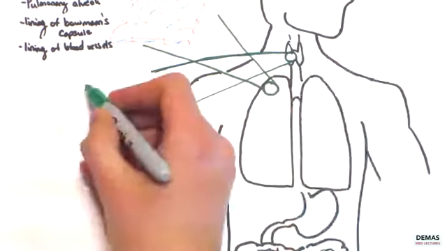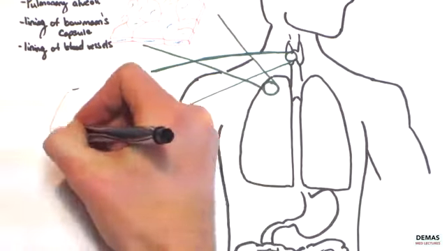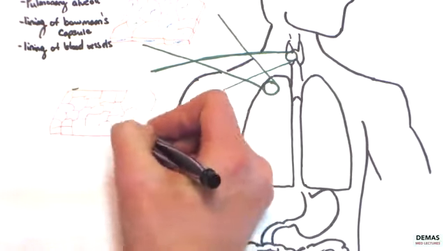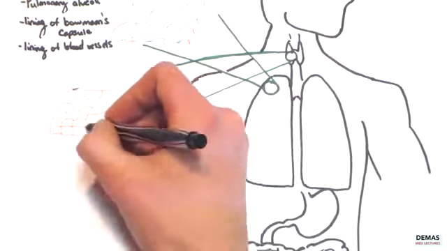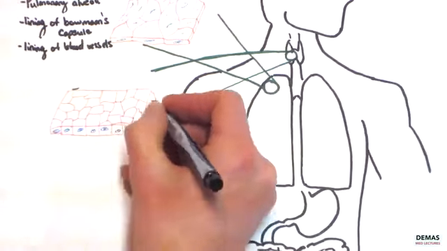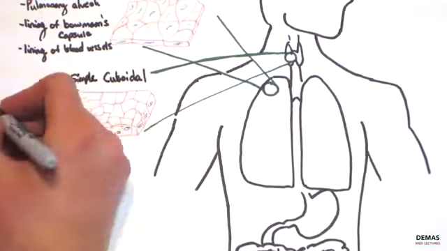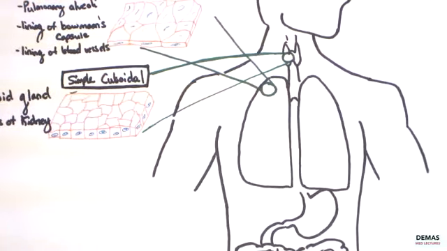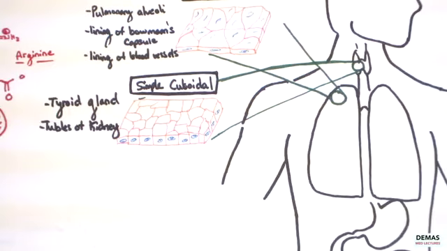Now we're going to zoom in on the thyroid here, and a slightly thicker epithelium, however it's still one cell layer thick, is called simple cuboidal. And this is found typically in the thyroid gland as well as the tubules of the kidney. And you'll be learning about these more as you continue with your lecture series in histology.